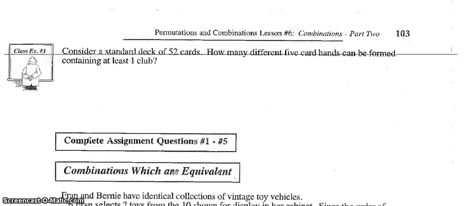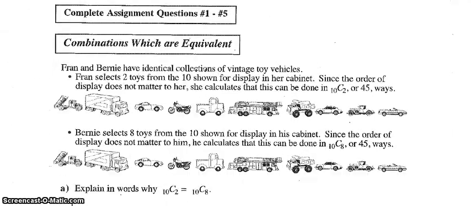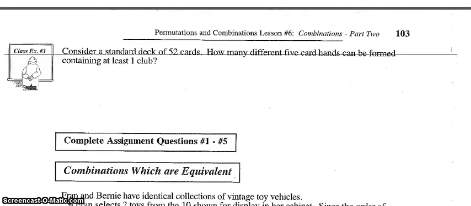All right, so let's try the following question. Consider a deck of 52 cards. How many different 5-card hands can be formed containing at least 1 club? At least 1 club is 1 club, 2 clubs, 3 clubs, 4 clubs. Well, you can do it that way. 4 cases, you get the answer.